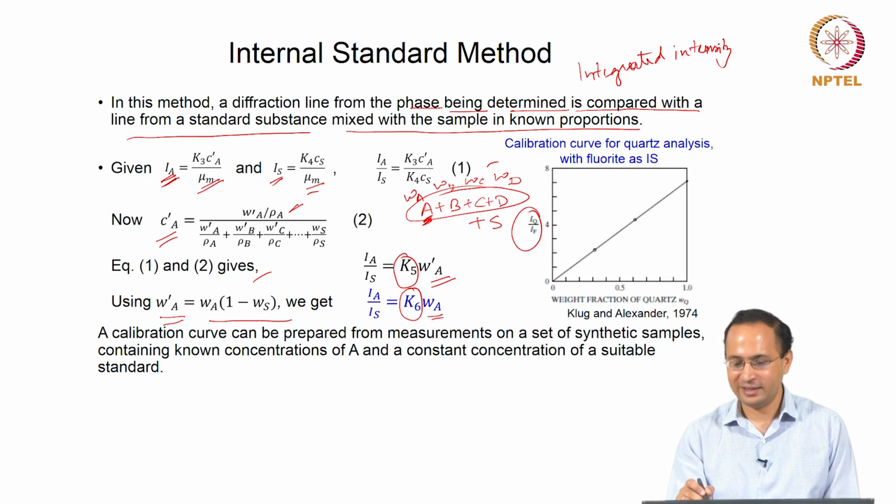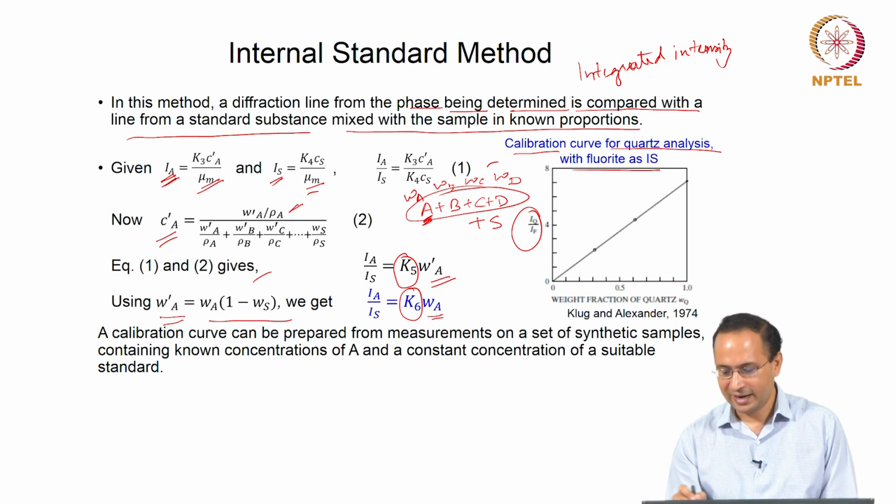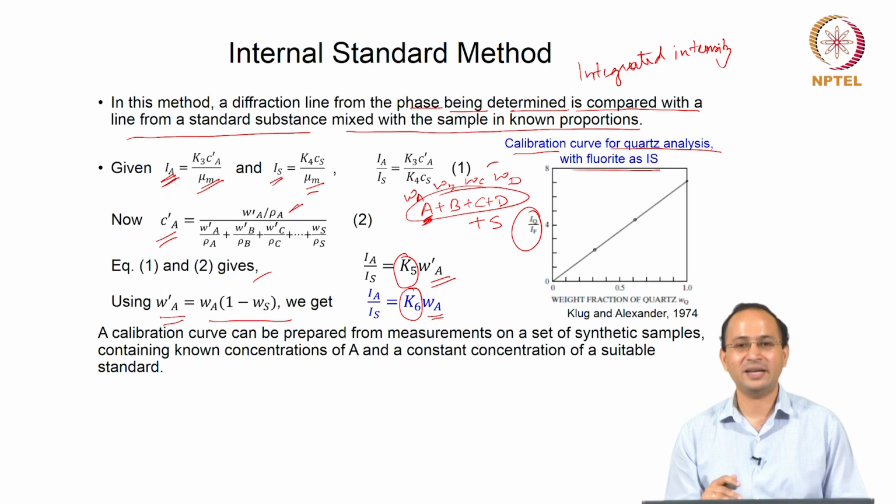So you can plot, in this case, the calibration curve for quartz with fluoride as the internal standard. You can get IQ over IF as the weight fraction of quartz varies. So you can get these calibration curves, and then based on the intensity you have in your sample, you can calculate how much quartz is present, because we use fluoride as the internal standard. So these are a few methods which you can use to determine the phases.